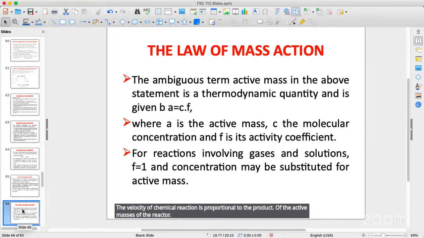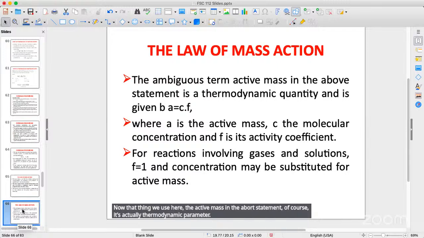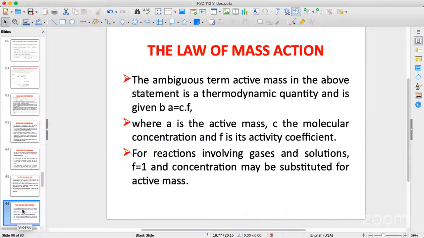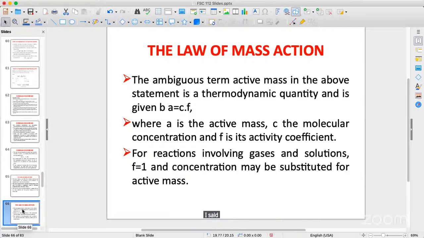Now that thing we use here, the active mass in the above statement, of course, it's actually a thermodynamic parameter, where A here is the active mass in that equation. No, sorry, A is equal to CF. That B is not there. It's given by A is equal to C multiplied by F.